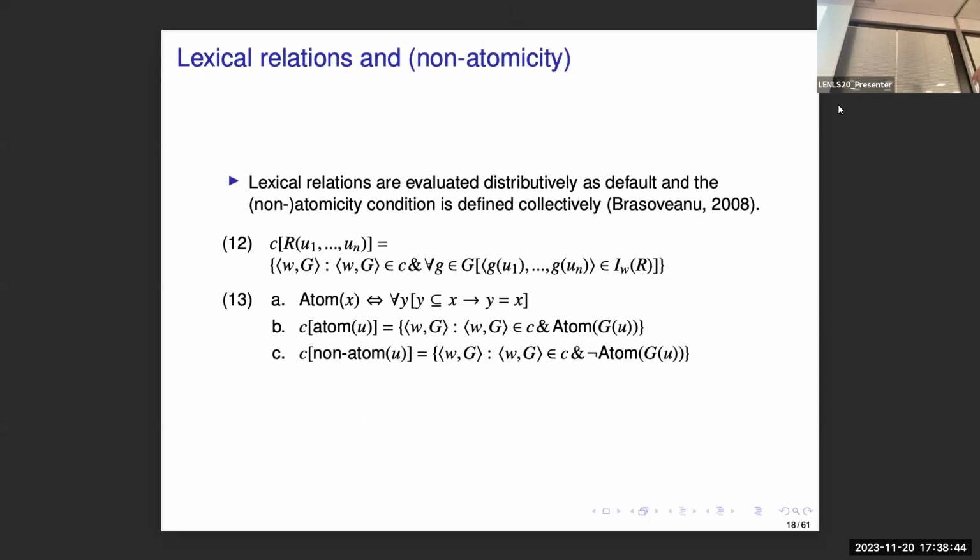And I will fully follow Brasoveanu by saying a lexical relation is evaluated distributively, in the sense that each information state in the plural information state stores a tuple which is a member of the representation of R. And those atomistic conditions are defined collectively, in the sense that this has to be true for the sum of values across the plural information state. I will come back to this later.